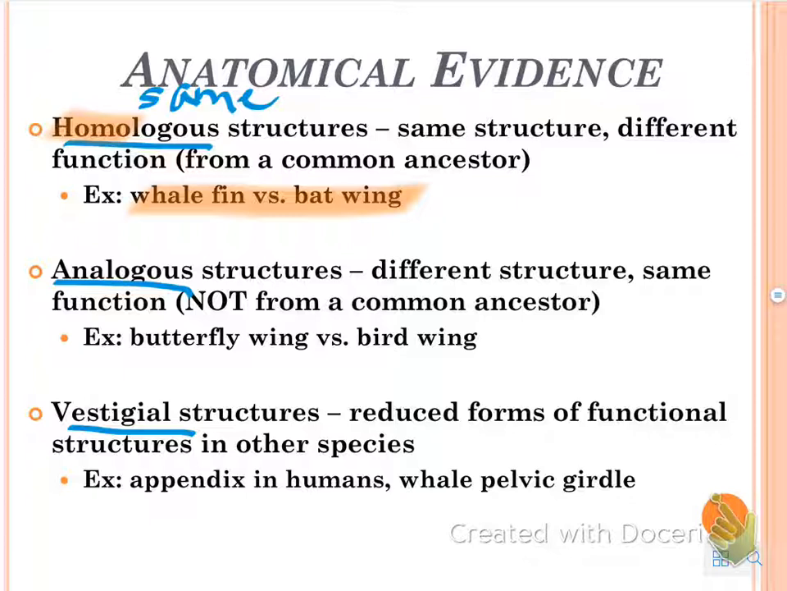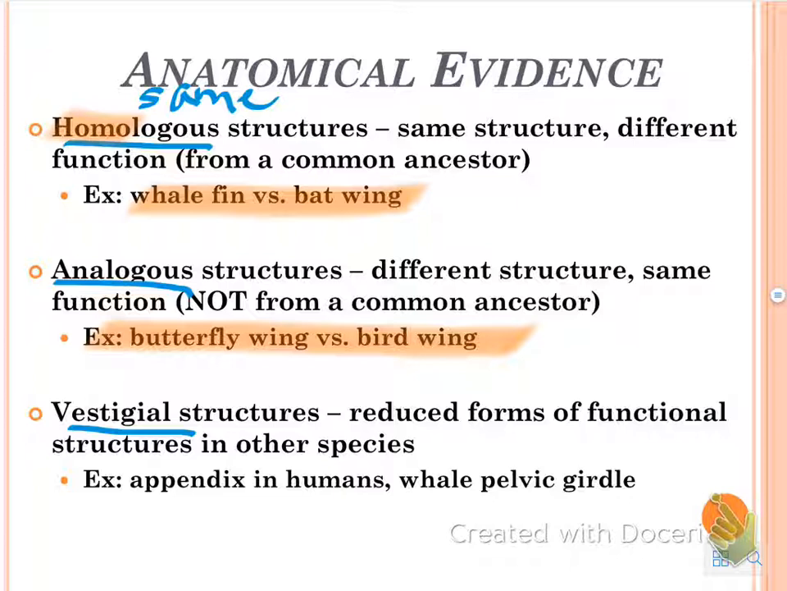Okay? Your analogous structures then are the opposite. They're a different structure, but the same function. They are not from a common ancestor. There's butterfly wing versus bird wing is our example here. So butterflies and birds both fly, but butterflies are insects and birds are vertebrates. So big difference. The last thing is a vestigial structure.